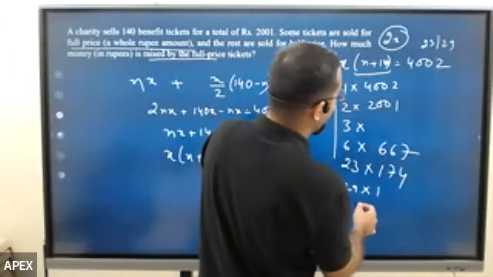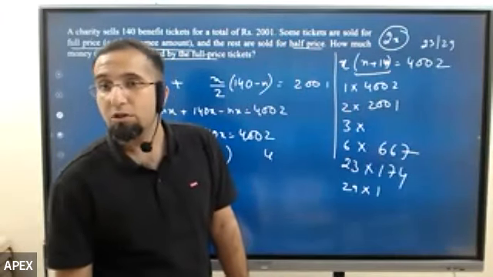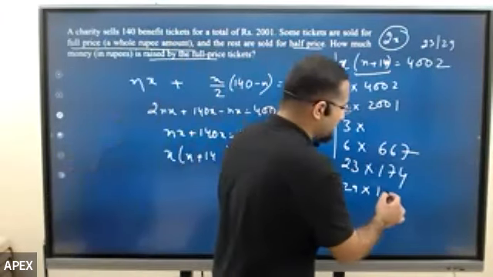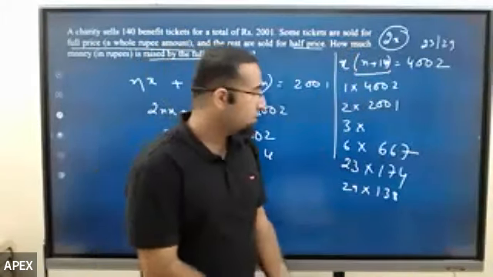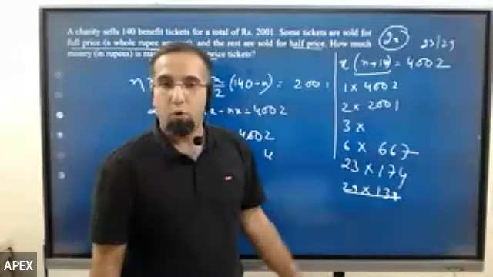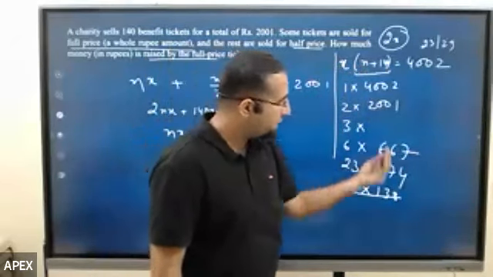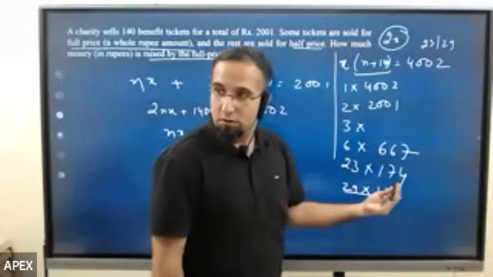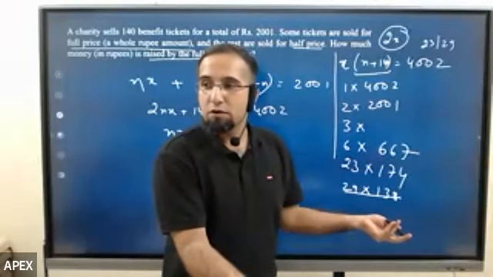29 into how much? 138. 138 is not possible because it's 140 plus n. So this doesn't go at all. Only this case is satisfying. If this case is satisfying, x is equal to 23, n is equal to 34. So 23 into 34 is your answer. Should you have left this question?